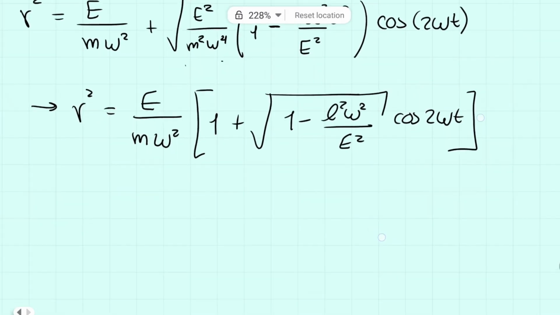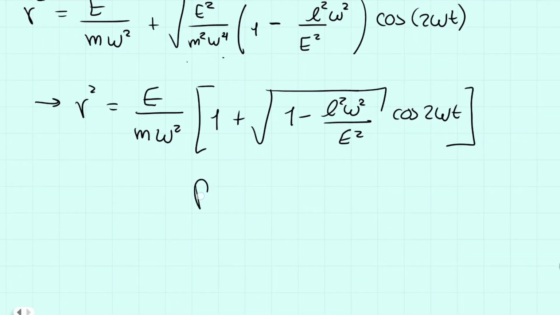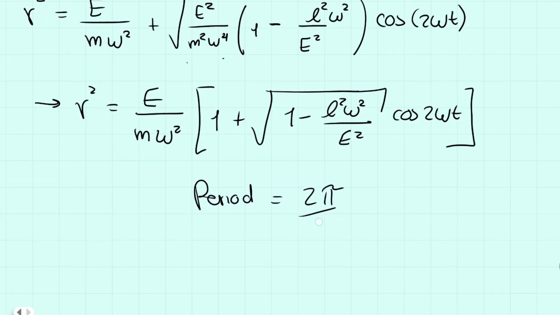In this case, what is very interesting to notice from this expression is that it's a periodic function, okay? And look that this cosine has a 2 in its argument. So that means that in a period, it will go to the maximum and the minimum twice. So that means that the period of this is going to be 2 pi over omega. Okay, so this would be the relation between r and t.